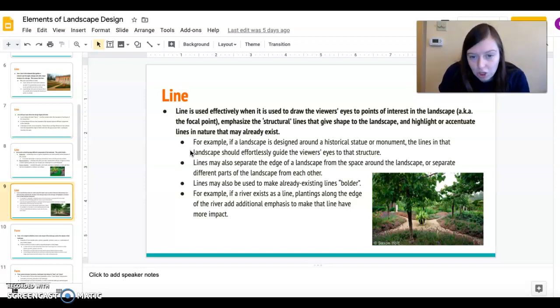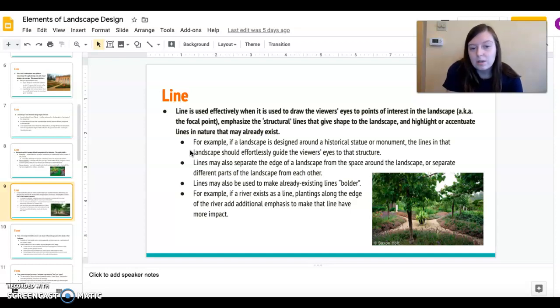Emphasize the structural lines that give shape to the landscape, and it also highlights or accentuates lines in nature that may already exist. So sometimes we don't have to create these lines necessarily, they're already there for us, which is super awesome. For example, if a landscape is designed around a historical statue or monument, I'm sure all of you guys have seen those in your parks and things like that, the lines in that landscape should effortlessly guide the viewer's eyes to that structure.